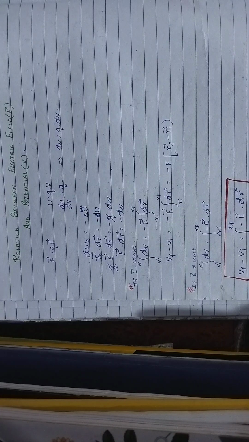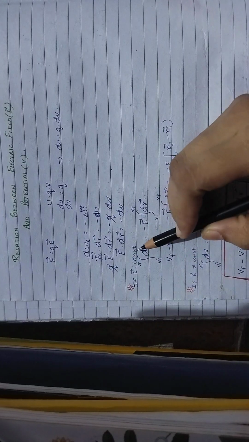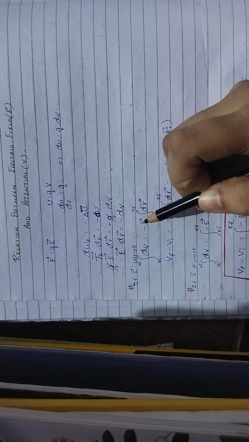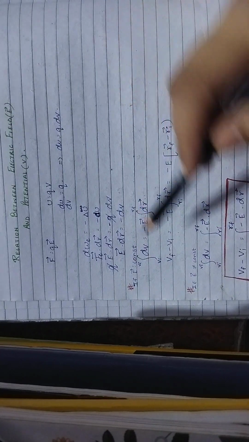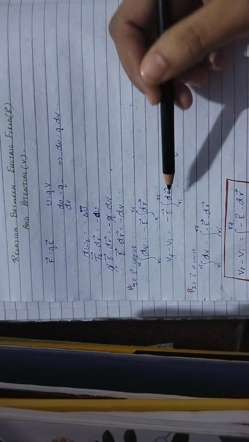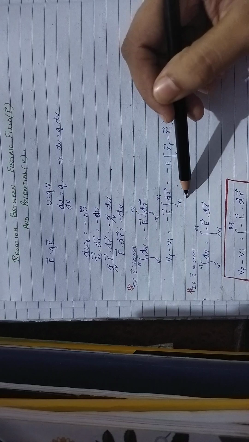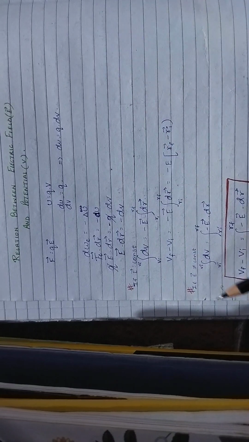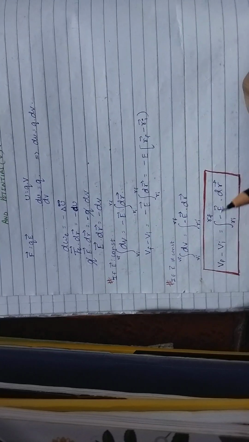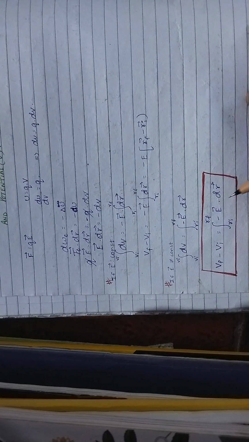Now we're going to talk about the relation between electric field and potential. We don't have time, so we'll not go through the derivation. If you need it, just let me know, I'll post it. Electric field into dr will give us the negative of the differentiated potential. If E is constant, we have Vf minus Vi is equal to minus E dr, from Ri to Rf. If E is not constant, then Vf minus Vi is equal to the integration of minus E into dr, from Ri to Rf.